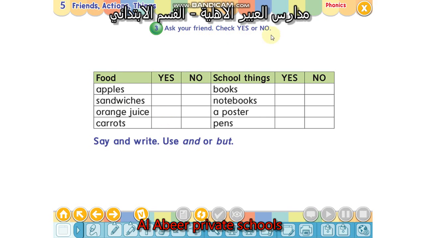Ask your friend, check yes or no. Here there is some food, and you will ask your friend, and your friend will answer with yes or no. Say and write, use and or but. You will say some sentences using and or but, such as, I like apples and banana. Also, you can say, I like apples but I don't like banana. So here you can use and or but with some sentences of your own.